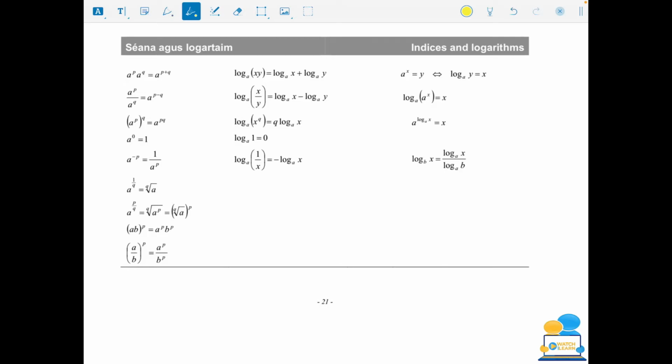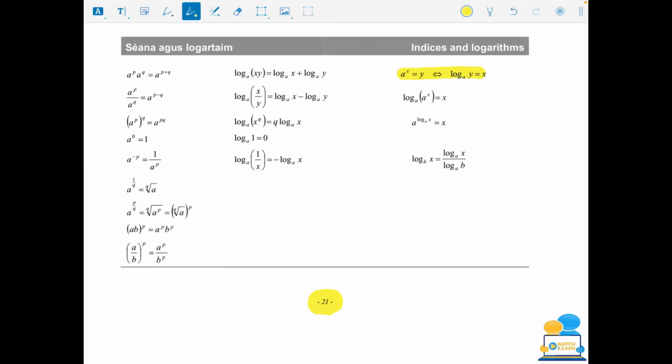So first, this is the most important page when you are studying logs and indices. It's page 21 of your formula book. When you're doing practice questions, it's really important that you have this page open in front of you. It can look a little bit overwhelming, so you need to practice using it, figuring out which formula you need to use. Down the left-hand side, we've all the formulas for our indices. In the middle, we've all our formulas for the logs. And then on the right-hand side, in the top corner here, I would say this is one of the most important formulas. We're going to use this a lot. Sometimes it's forgotten about.